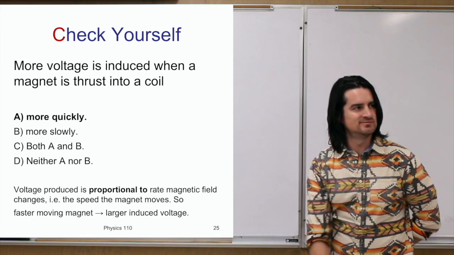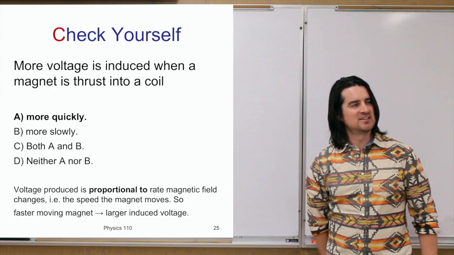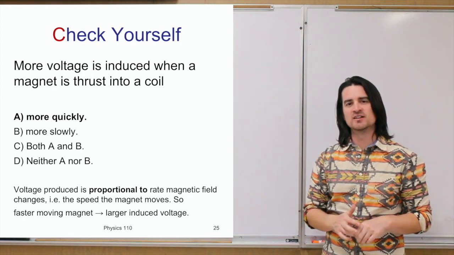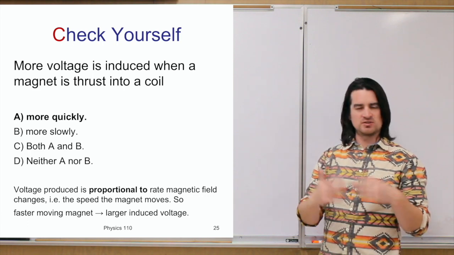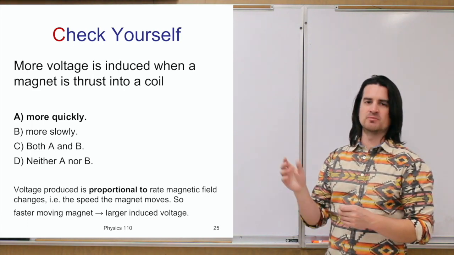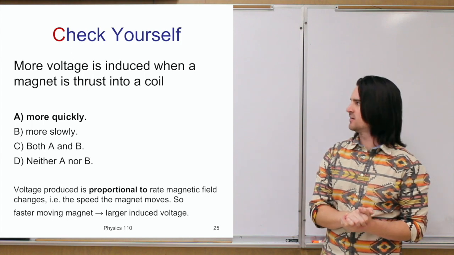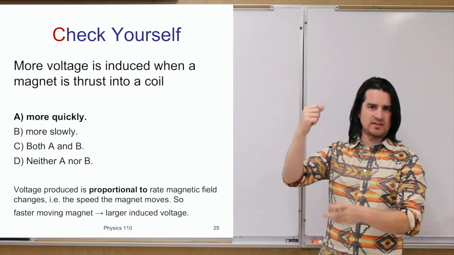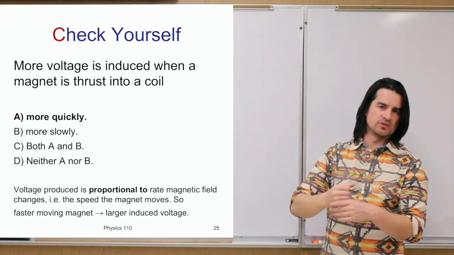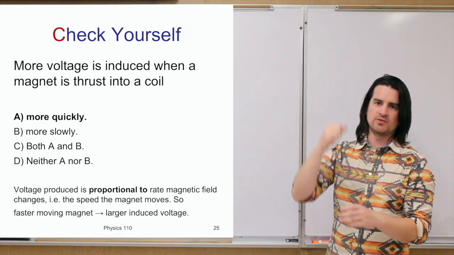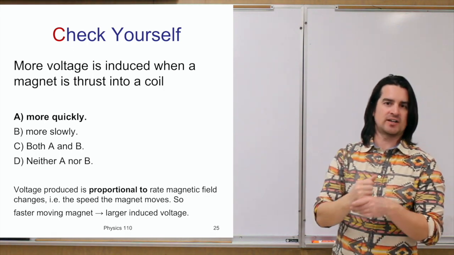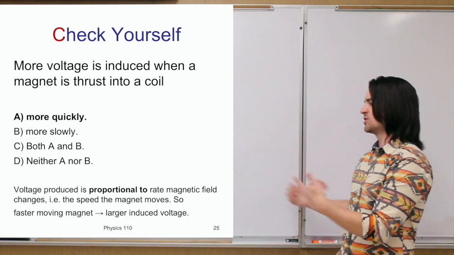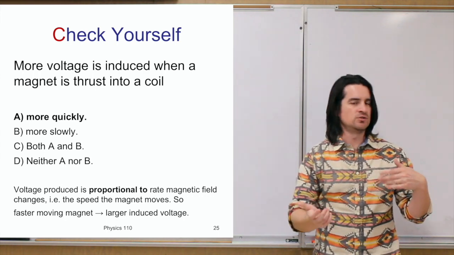Hopefully you said A, because like I just told you, the amount of induced voltage you get depends directly on the rate at which the magnetic field changes through that coil. That translates to this: the magnet is the source of the magnetic field, so when you move it, you're changing the magnetic field through the loop. If you move it quicker, you're changing the magnetic field faster. So a faster moving magnet means a larger induced voltage, which in turn means a larger induced current as well.